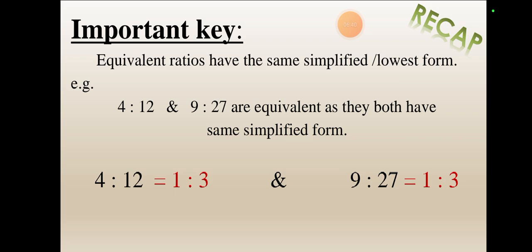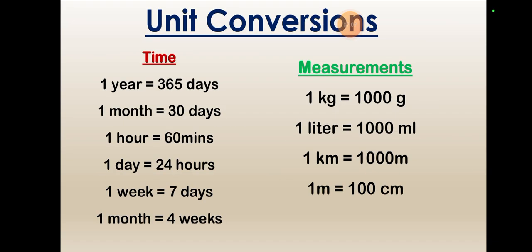Equivalent ratios have the same simplified or lowest form. Like if I write 4:12 and 9:27, they are equivalent, as they both have the same simplified form. Look, 4:12, both are divided by 4 and I get 1:3, and 9:27 can be divided by 9, so I get 1:3. Look, the ratios are not the same, but their simplified forms are the same. That means they are equivalent ratios.